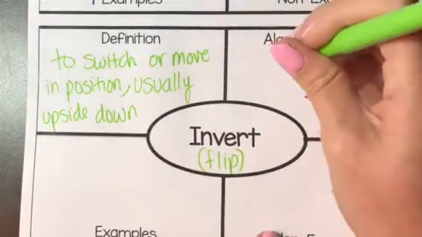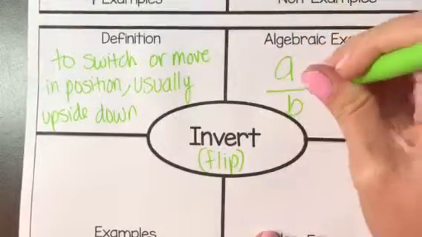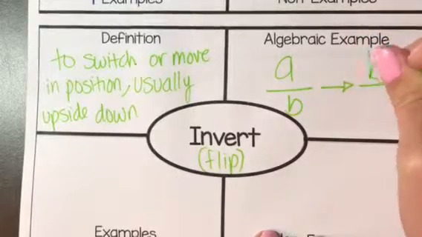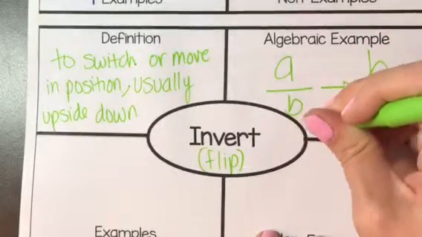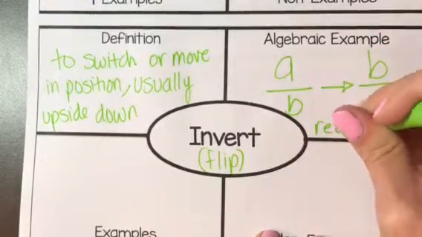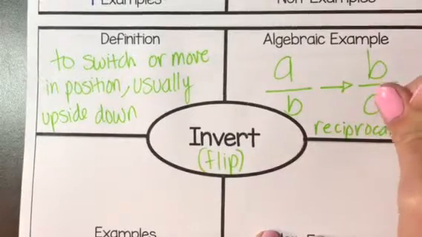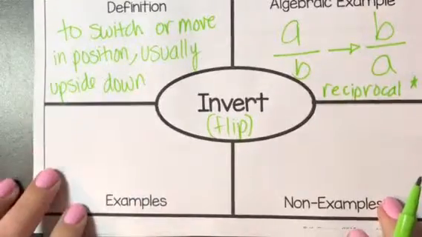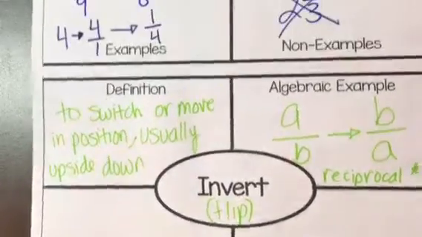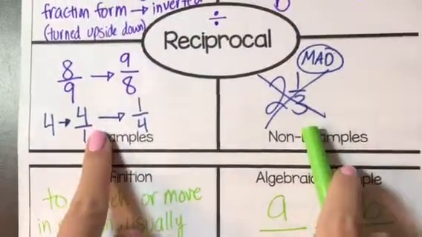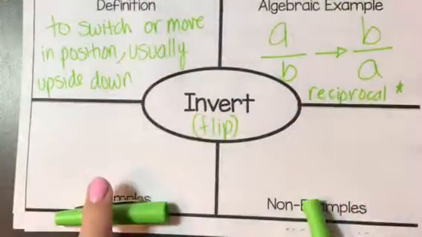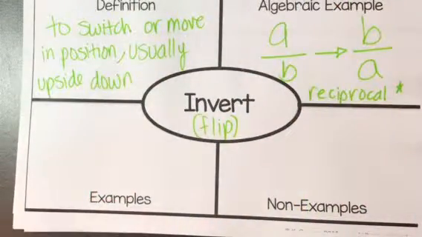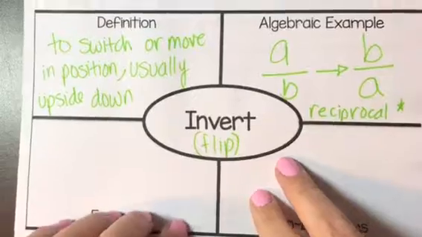So again, following the same algebraic example, if I have A over B, I would invert it to B over A. And that is the same as the reciprocal. And then the examples and non-examples would be exactly the same as these. So you can go ahead and leave these blank for now. When you're ready, you can get to the next page. If you need to pause this, go right ahead.